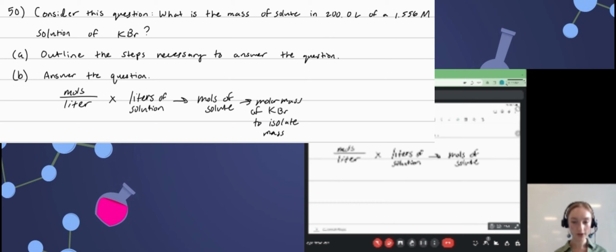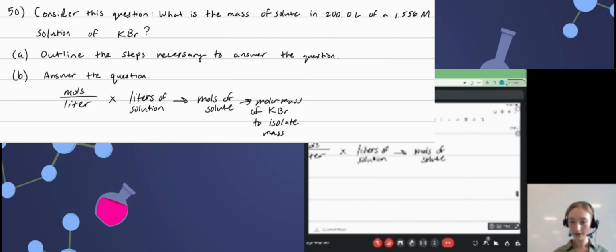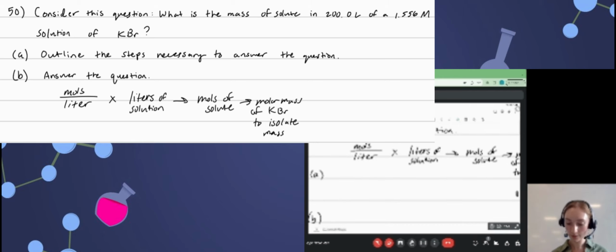And then once we have moles of solute, then we can use the molar mass of the KBr to isolate the mass that we have, because when we are working with moles of a compound or an atom, and we're multiplying it by the molar mass of whatever same thing we are working with, we can isolate either moles or mass, whichever one we're starting with. So if we're starting with moles, we can get to mass. So that is what we're going to do.